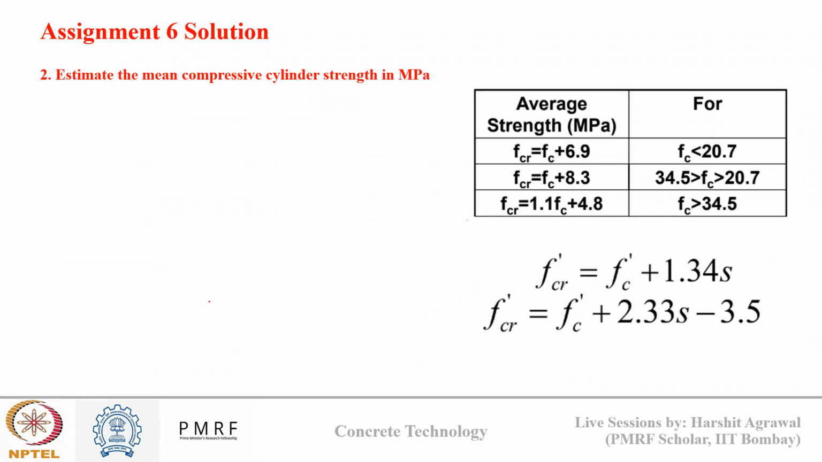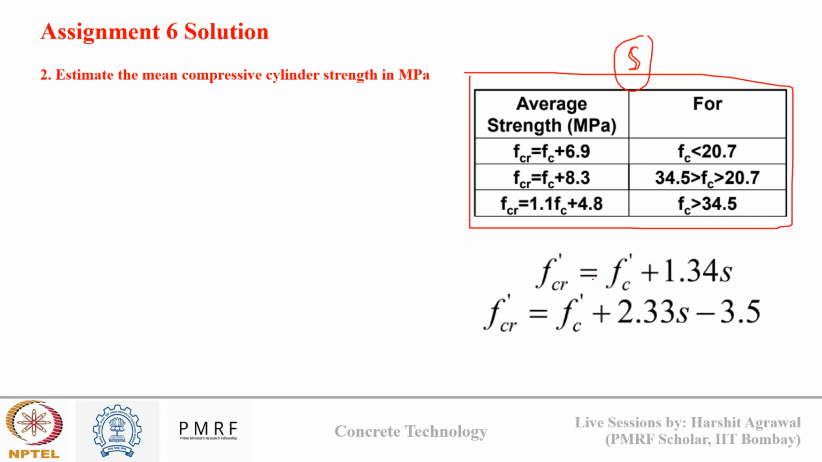Now the next question was, we have been given in the question that the 28-day cylindrical compressive strength was 35 MPa. There was a confusion about three formulas and which one to use. This first table that you can see applies when we don't know the S value. When we don't know the standard deviation value, then we need to use this table. However, if we know the standard deviation value, then we need to use these two equations.